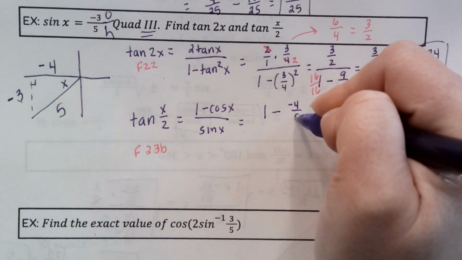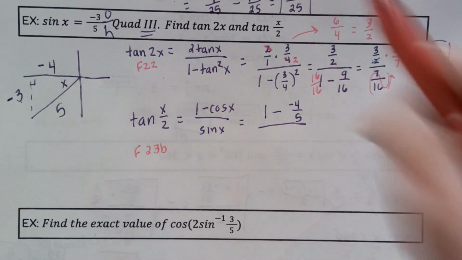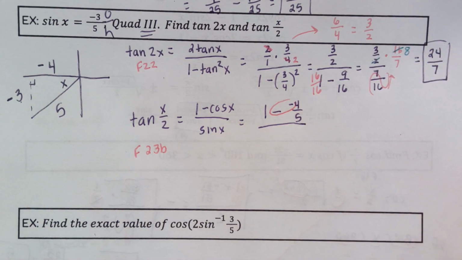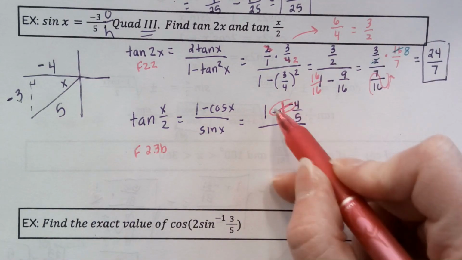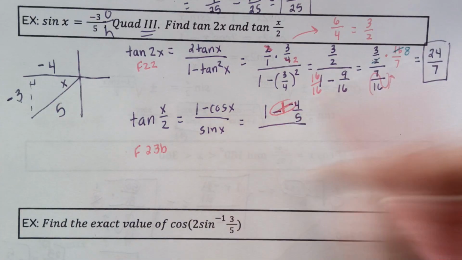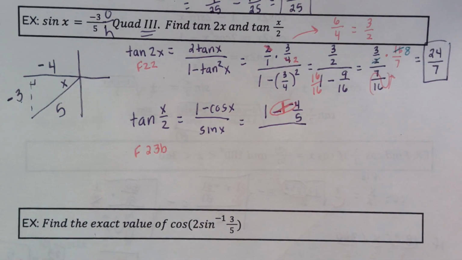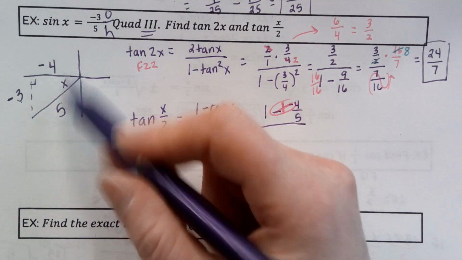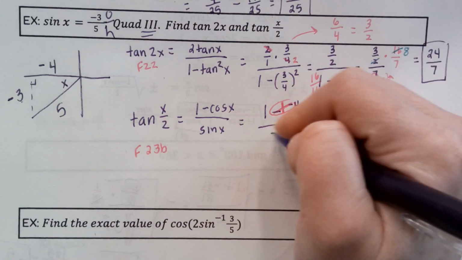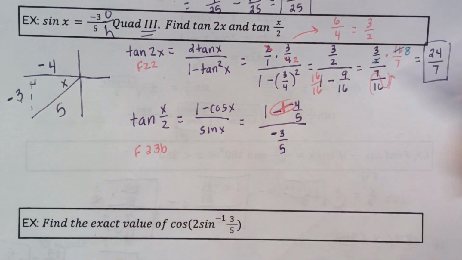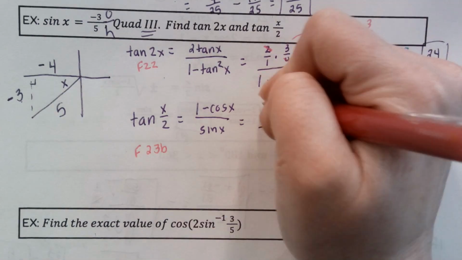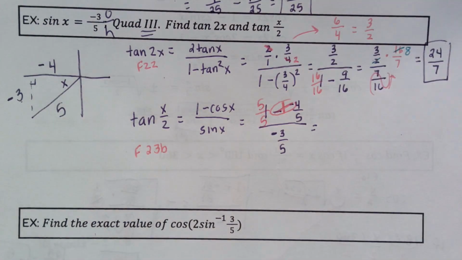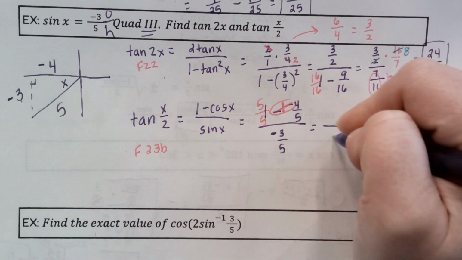Hopefully right away you are paying attention that this double negative is going to change into a big fat plus sign. So if you ever see this weird circle thing with a big fat plus sign, it's because it was a double negative. I like to catch that as quickly as I can so I don't make silly mistakes later. Sine x on the bottom, sine is negative 3/5. I'm going to need a common denominator here, so I'm going to change that 1 to 5 over 5. My negative 3/5 is just hanging out on the bottom.